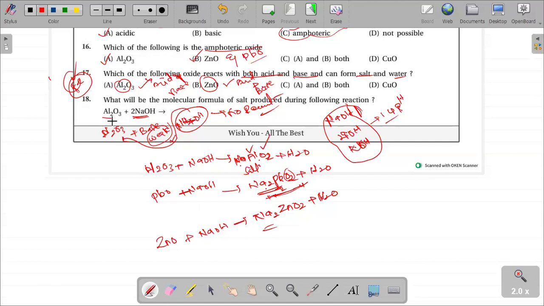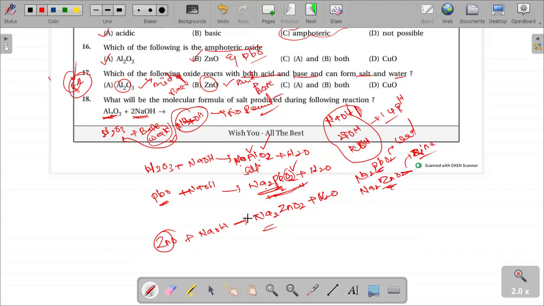Suppose if they would have given lead oxide here instead of aluminum oxide, then you should select Na2PbO2. Suppose they would have given zinc oxide, then you should select Na2ZnO2. So it is a sodium plumbate and this one is a sodium zincate. This is lead and this one is zinc. It is a zinc complex and this one is a lead complex. So this one you need to select.